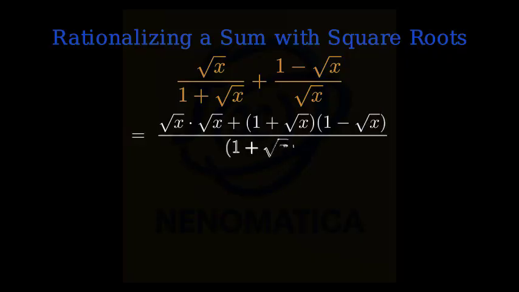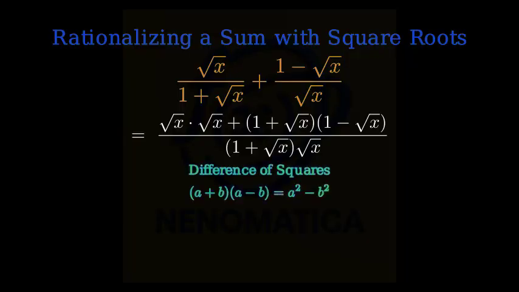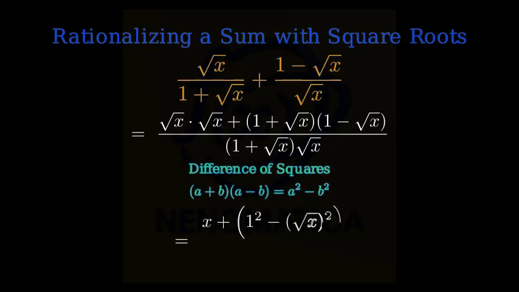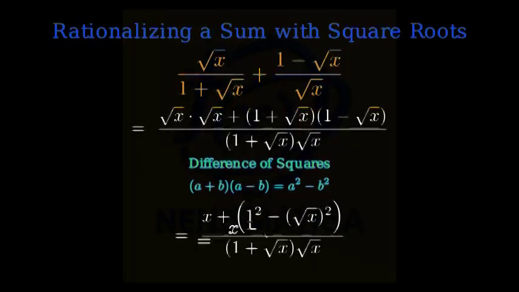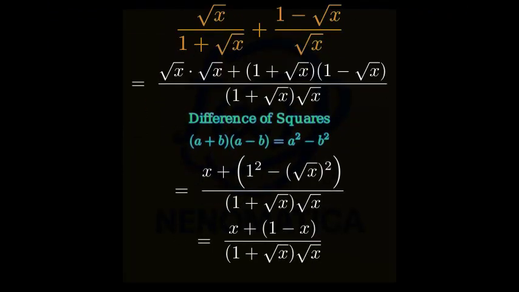Step 1. Combine the 2 fractions over a common denominator. Multiply the first numerator by square root of x, and expand the second numerator by 1 plus square root of x. Step 2. Apply the difference of squares identity. Left parenthesis 1 plus square root of x right parenthesis times left parenthesis 1 minus square root of x right parenthesis equals 1 squared minus the square of square root of x. Then write that inside the numerator exactly. Step 3. Simplify the numerator x plus 1 minus x equals 1.